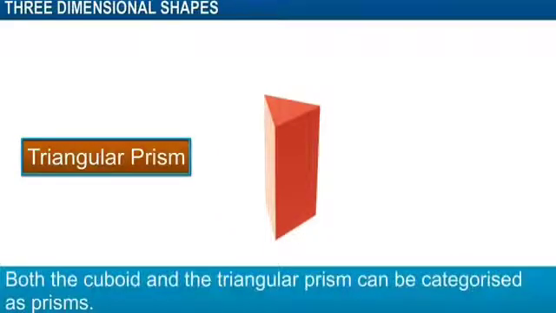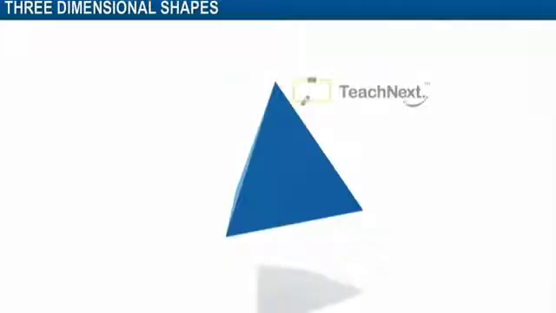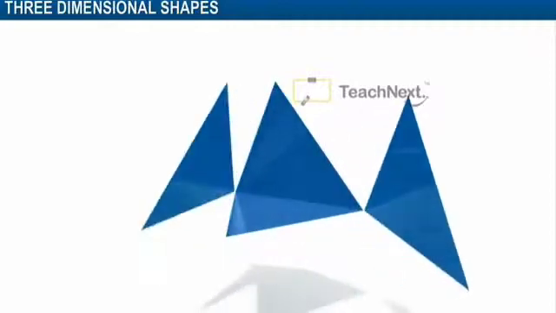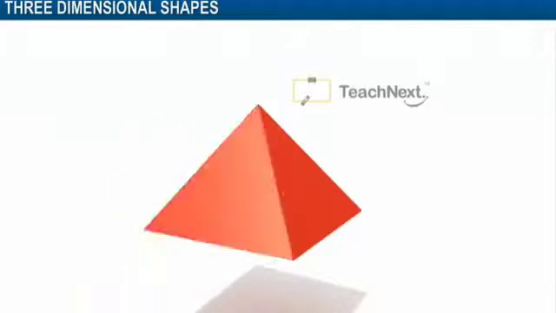Both the cuboid and the triangular prism can be categorized as prisms. If we replace the triangular base with a square base and add another triangular face, we get a square pyramid.